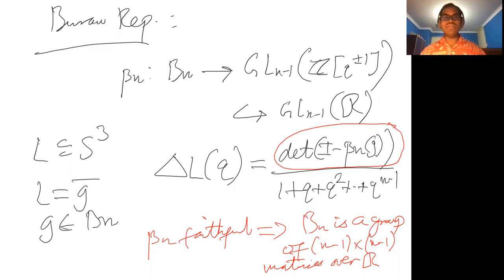And so let's talk about the history, what people have done on the faithfulness problem. So the progress is as follows. It was in the late 1960s, so 30 or so years after the Burau representation was defined, that Magnus and Peluso showed that beta 3 is faithful. This is the simplest interesting case, and this implies that B3 is a group of 2 by 2 matrices.